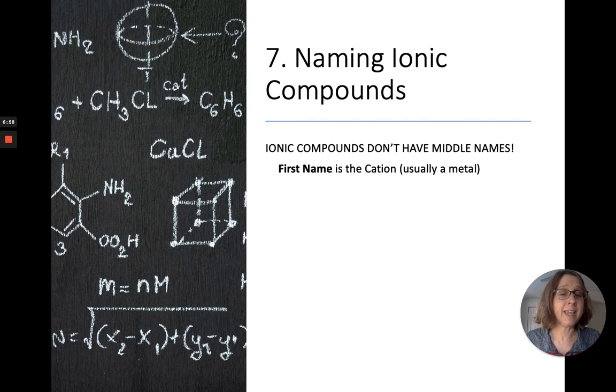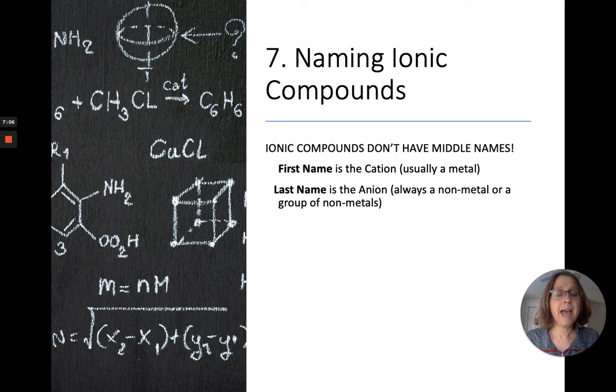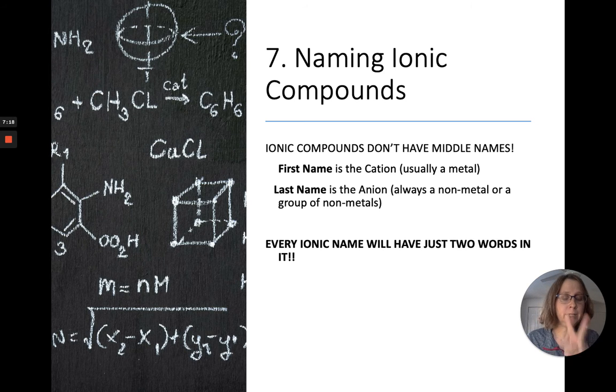The first name is the cation, just the name of the cation, like sodium, potassium, copper. The last name is the anion, and that's almost always a nonmetal or a group of nonmetals called polyatomic ions that we're going to talk about later in this lesson. So every ionic name will have just 2 words in it. What's the name of the cation? What's the name of the anion? Put that together, first and last name. That will be the name of the ionic formula.